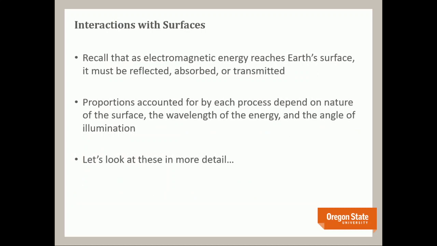Interaction with surfaces. Recall that as electromagnetic energy reaches the Earth's surface, it must be reflected, absorbed, or transmitted. The proportion accounted for by each process depends on the nature of the surface, the wavelength of the energy, and the angle of illumination. Let's look at these in more detail.